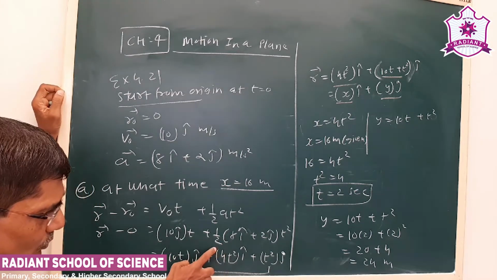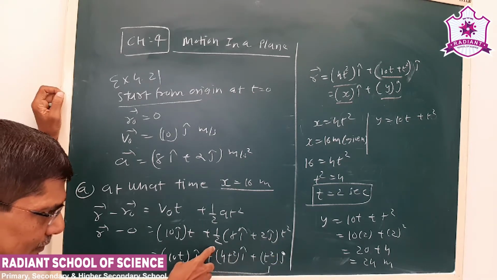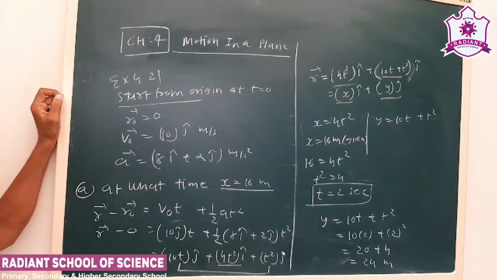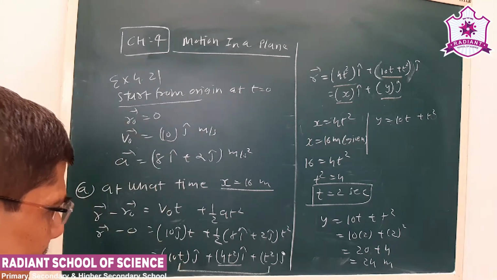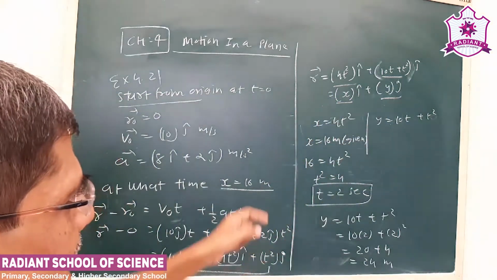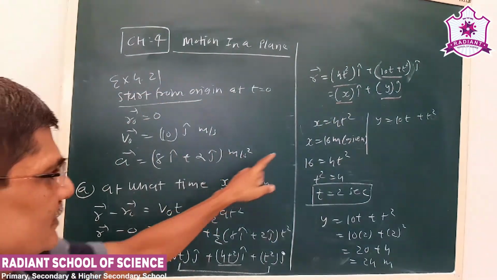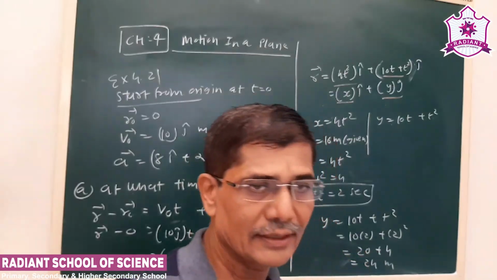Now see, I can write 10t into j caret. 8 upon 2 t square, that is 4t square. 2 upon 2 will be 1 t square into j caret. So there is only one component with i caret, that is 4t square, and the y component is 10t plus t square. So this is how we have separated. Now x is equal to 4t square, our equation. X is equal to 16 meter is given, so we can obtain the value of t and the corresponding value of y at that time.